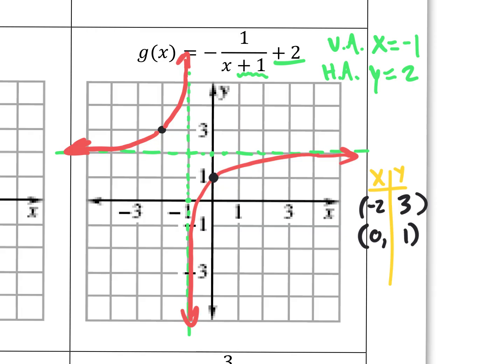Does it have to be perfect? No. But you definitely need to know that it's along this side of the asymptotes and this side of the asymptotes.